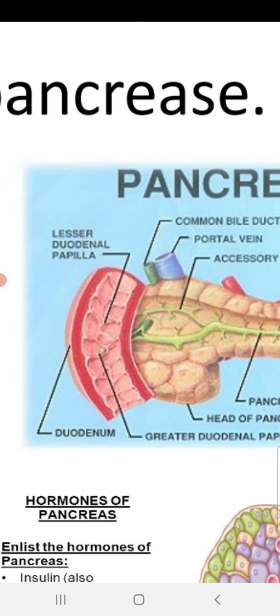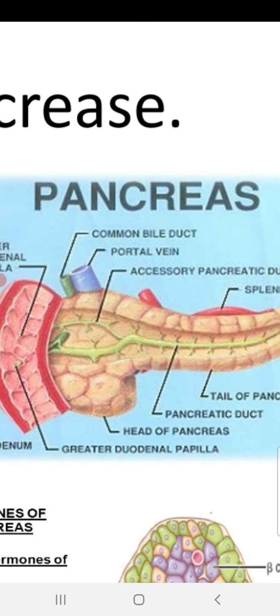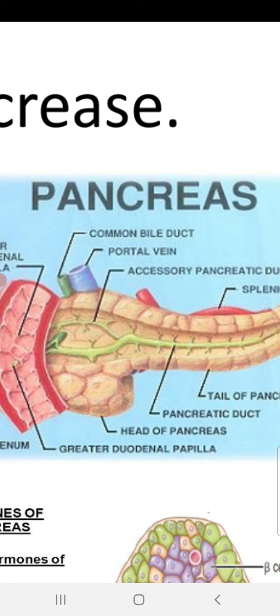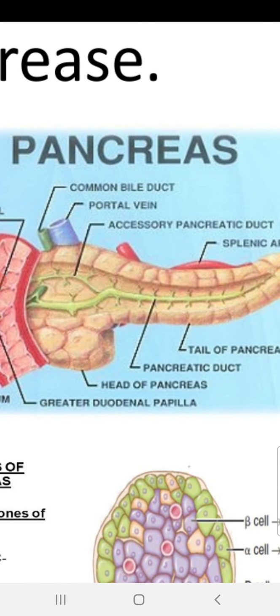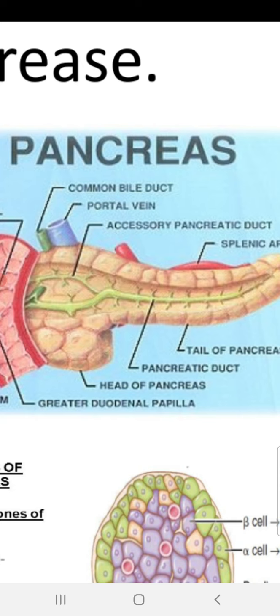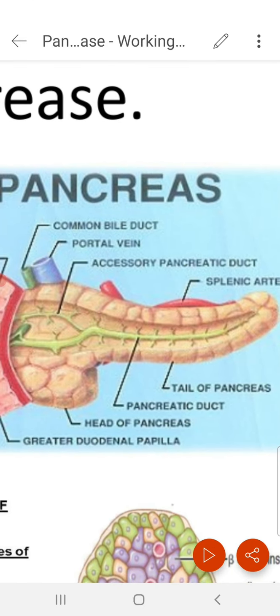Now this can be seen in the diagram. Tail of the pancreas, this is the flattened region, and the broader region is called the head of the pancreas, and greater duodenal papillae, and the small green colored duct that is seen on the surface of the pancreas is the accessory pancreatic duct, through which the pancreatic juice will be transported to the duodenum, which is the beginning part of the small intestine.